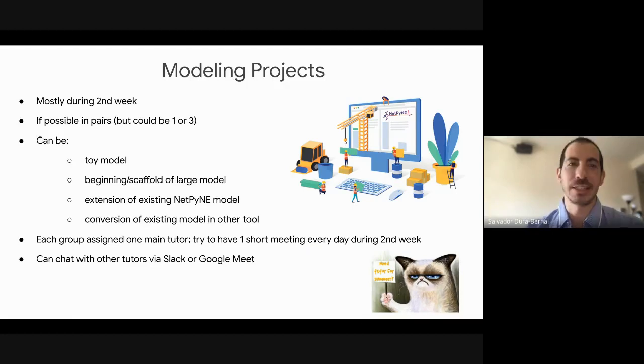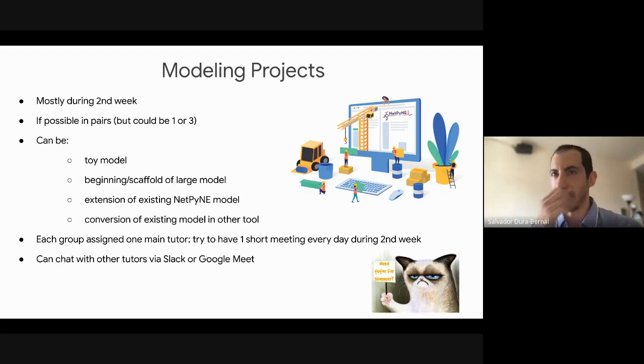So the projects, they're pretty free. We're going to be very flexible. So the idea is you can, for example, build a toy model of some brain region, of some phenomena, of some disease that you're interested in. You can also just start building the scaffold or the basics of a larger model.